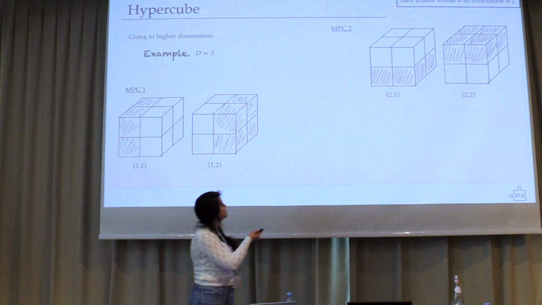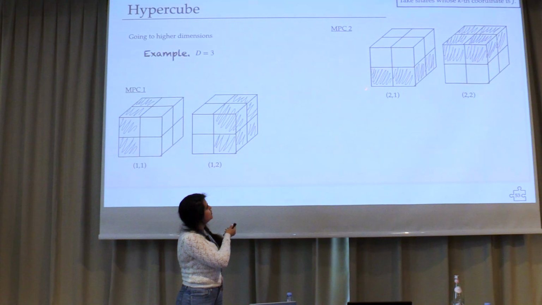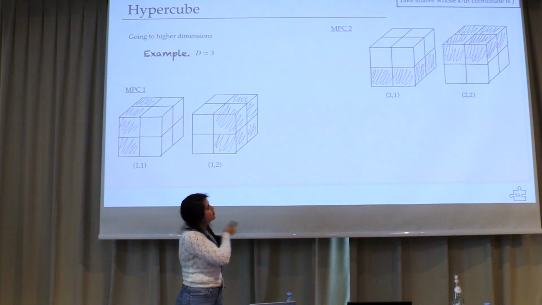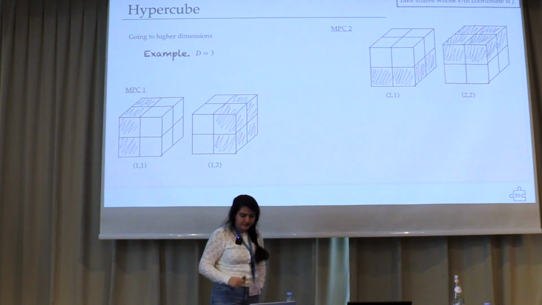Now I'm going to go to the other dimension, Y, for the next protocol. The next MPC protocol, MPC2, is going to be the Y dimension. So here it's going to be the sum of all of the shares where the second dimension was equal to 1, the bottom row, and here you have the top row for the other one.